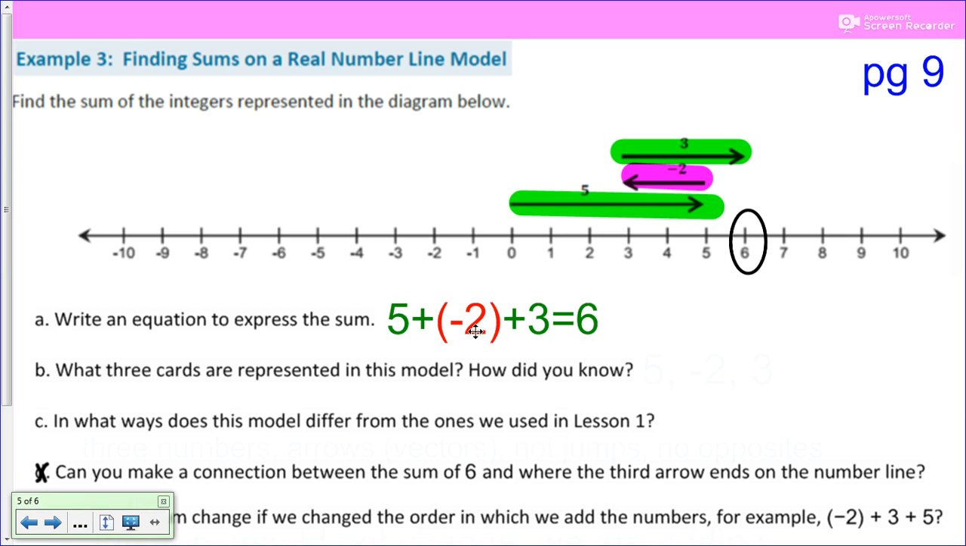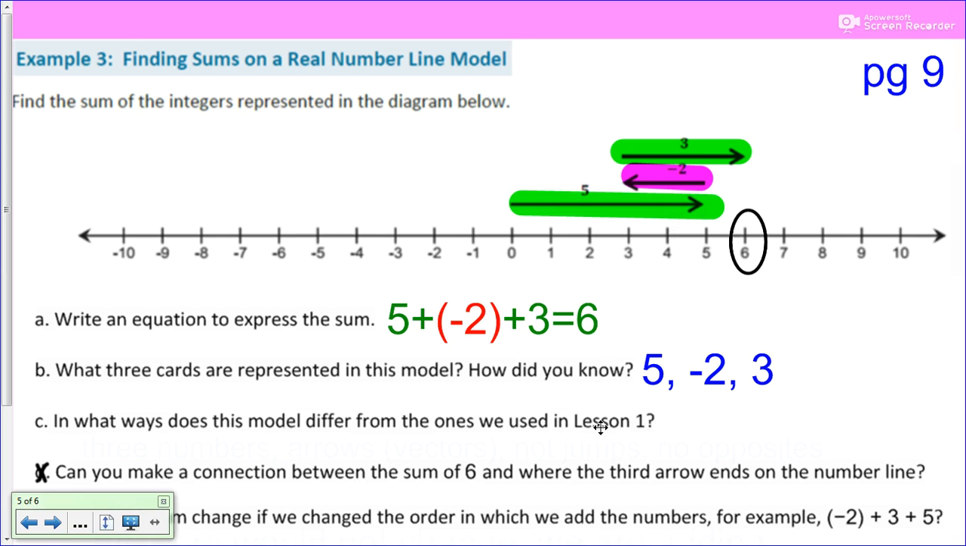Okay. Again, with that integer game, we want to know what 3 cards are shown in this diagram here. Well, the cards are simply the numbers that we're talking about, the 5, the negative 2, and the 3. We can know that either by the numbers that are drawn on top of the vectors, or by determining the absolute value or that distance, the length of the arrows, and then what direction they are pointing.